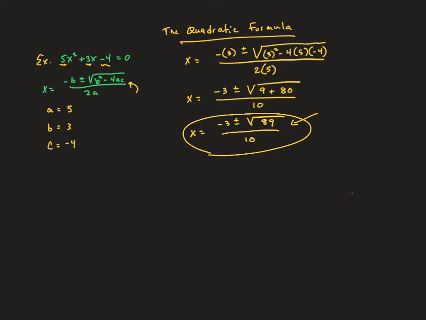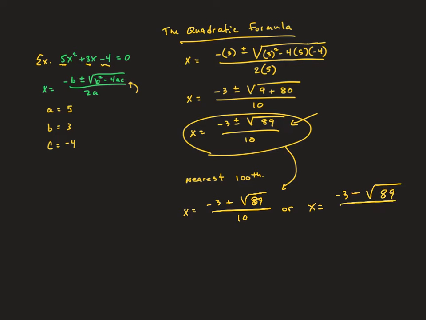And so if I wanted to leave it like that, that would be a proper answer, unless they said they want it to the nearest hundredth. That would be the second decimal place. So I would go ahead and continue here, and remember, this plus or minus created two problems. So I have x is going to be equal to negative 3 plus the square root of 89 over 10, or x is equal to negative 3 minus the square root of 89 over 10.